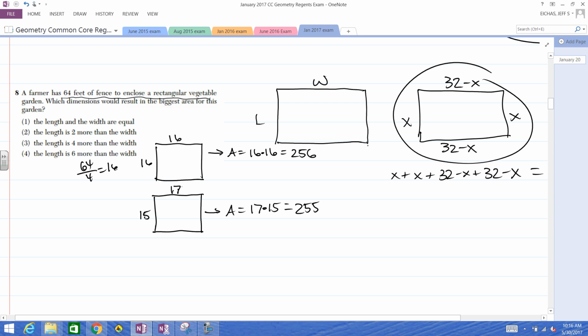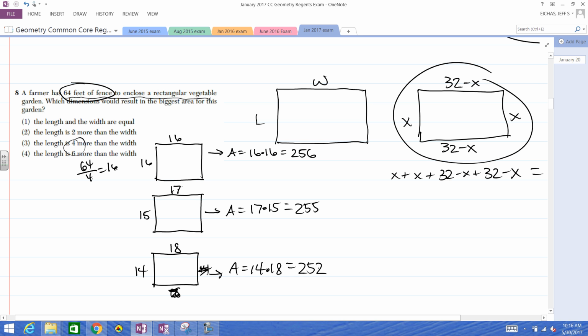Okay, let's do it again. 4 more than the width. Let's bring this down to 14 and make that 18. What you have to do is make sure when you add these up, I forgot to mention this, that the perimeter is 64 to hold that 64 feet of fence, right? Now for area, you just want length times width. And 18 times 14, that's 252.